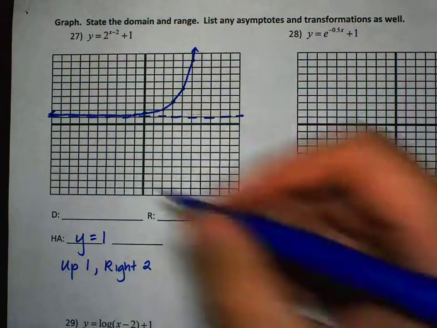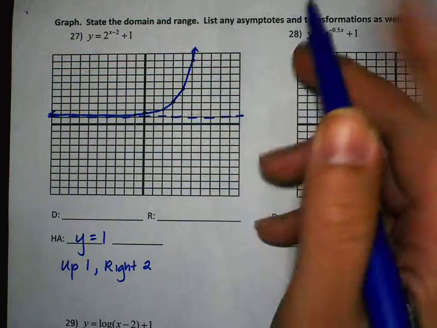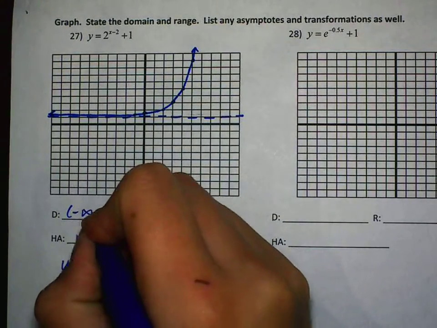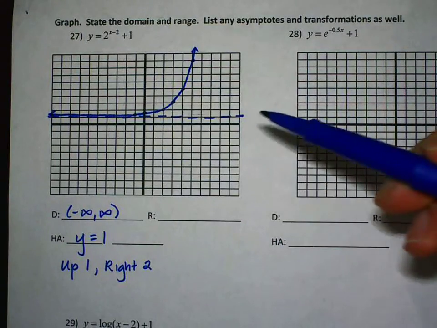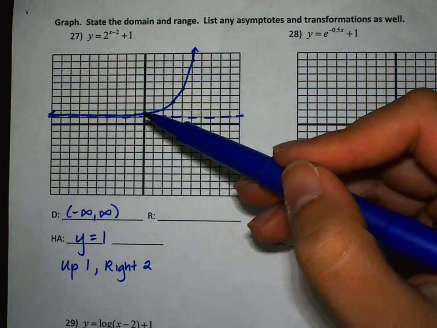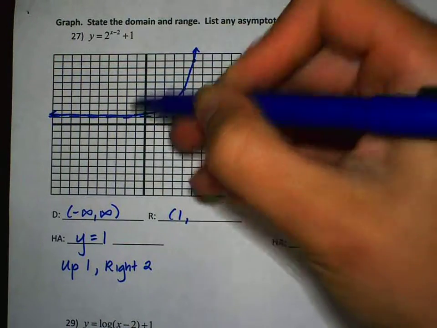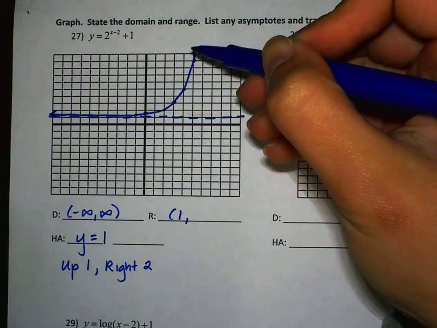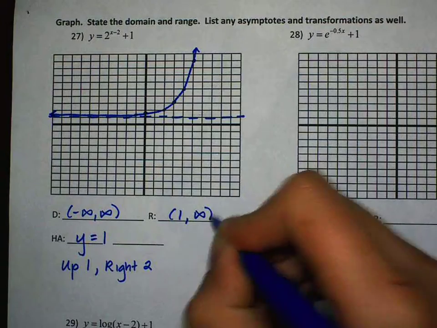Exponential functions, your domain is always going to be negative infinity, and this is gradually going to the right to positive infinity. Okay, your range, there's nothing below this horizontal asymptote. Since there's nothing below it, that means my graph starts at 1. And as we go up, you notice this part of my graph is going to keep on going up and up and up. So we're going to go to positive infinity.